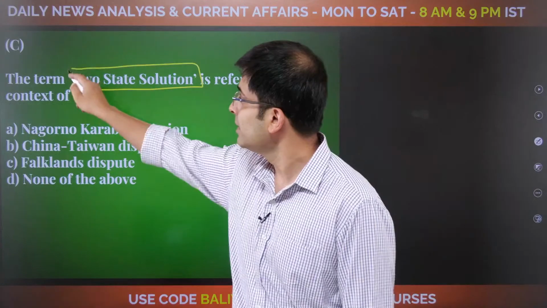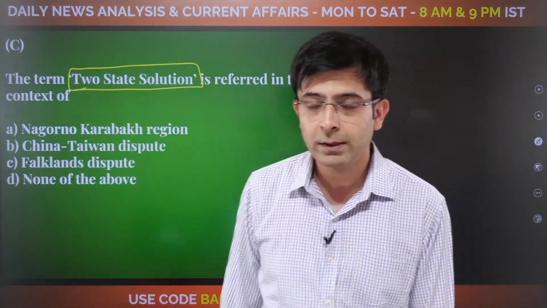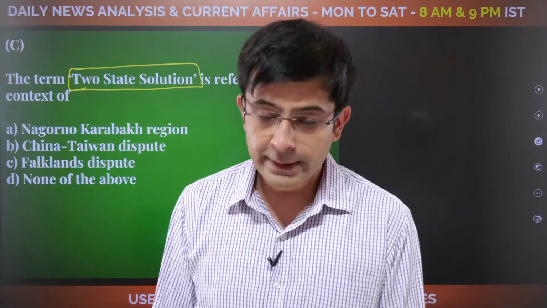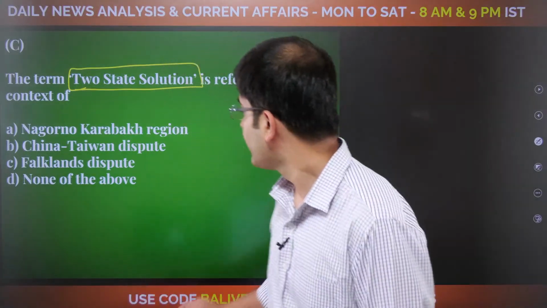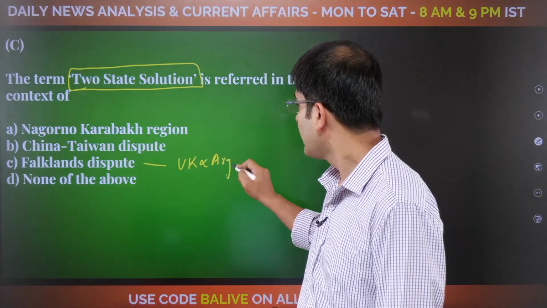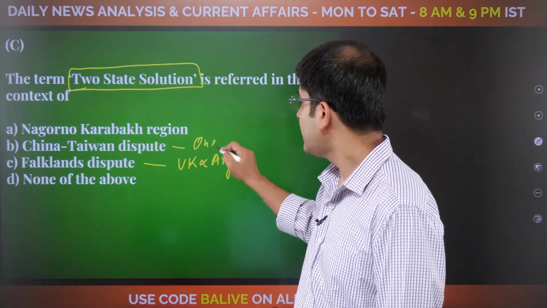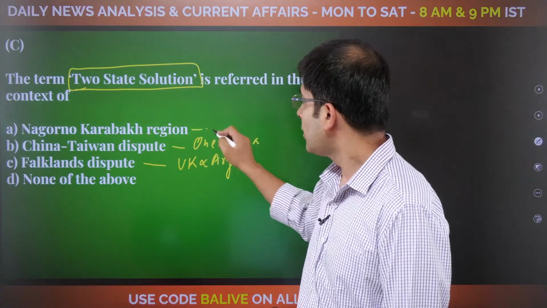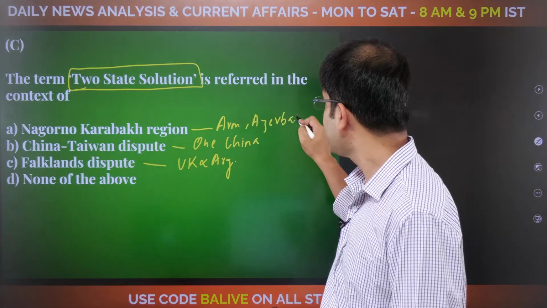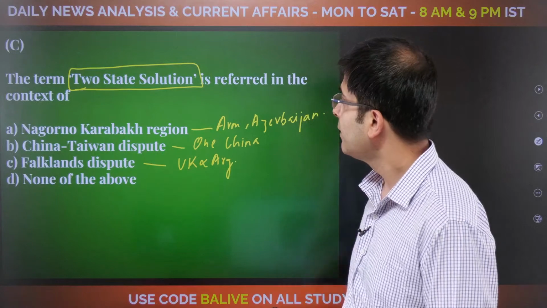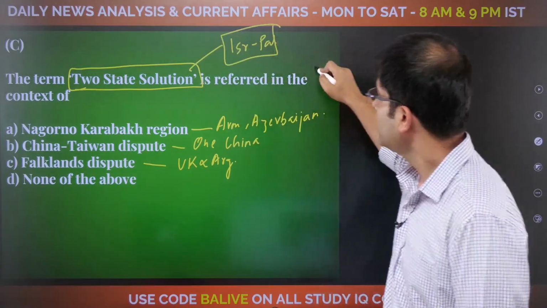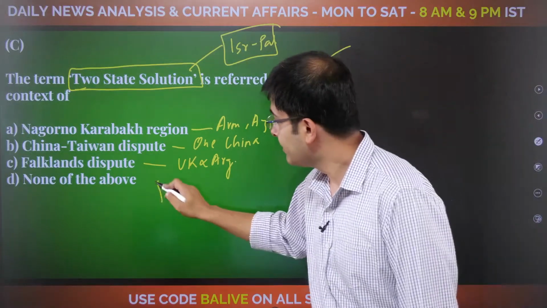The term two-state solution. You must have read about it. It's a very frequently used term. Just like you have the One China policy for China and Taiwan, the Falklands are for UK and Argentina. Nagorno-Karabakh is between Armenia and Azerbaijan. We had done an extensive video on this also on StudyIQ English, which means this is for Israel and Palestine. So the correct answer here will be D.